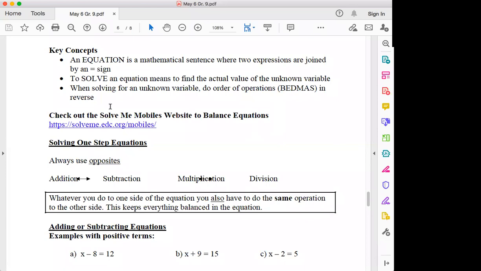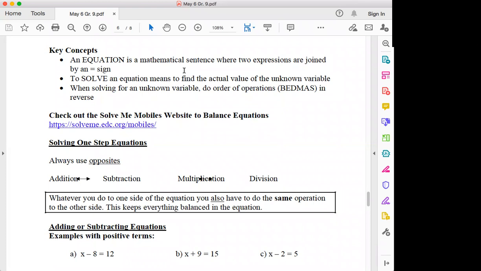All right, so we are on to lesson number 2 for today. So we're looking at solving one-step equations. I'm going to pull up our work here. An equation is a mathematical sentence where there are two expressions joined by an equal sign. That means we're going to have something on the left side of the equal sign as well as something on the right side.